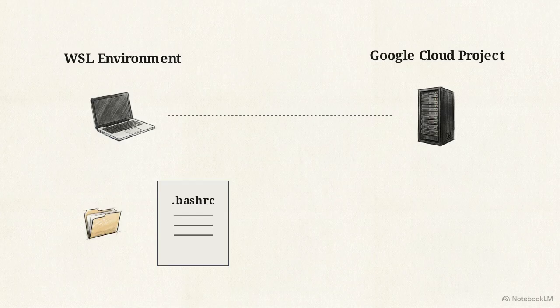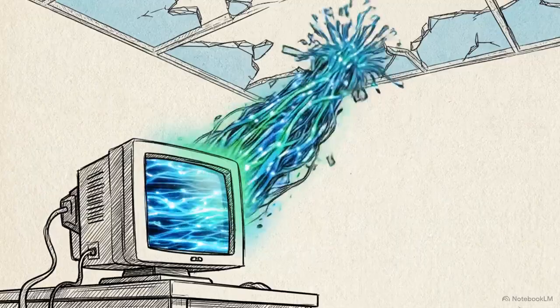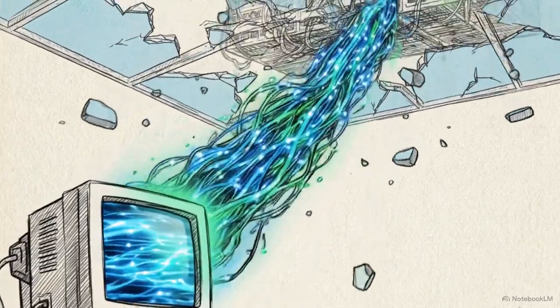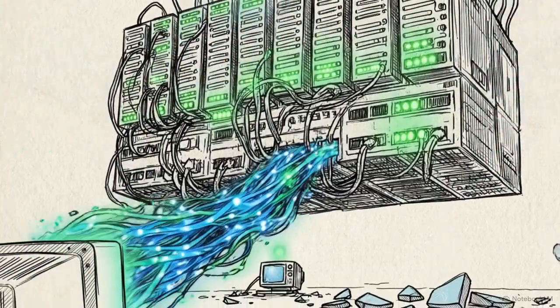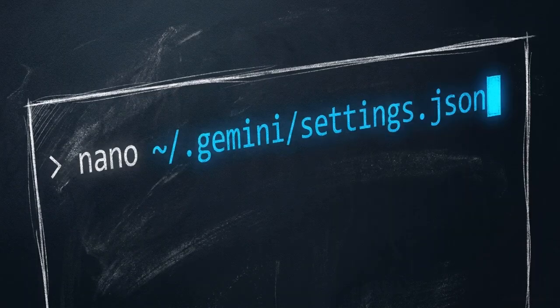Run source ~/.bashrc to refresh and load the new configuration. With the environment variables active, your local terminal is now authorized to securely communicate with your cloud project. To specify which model the CLI should use, open nano ~/.gemini/settings.json. Paste the required routing configurations and save the file.